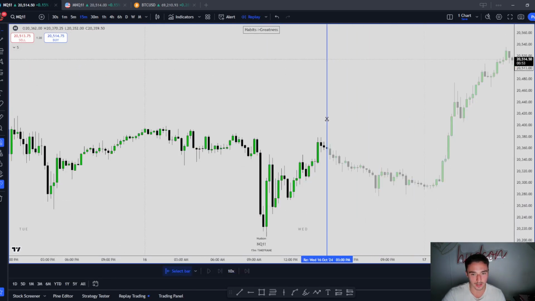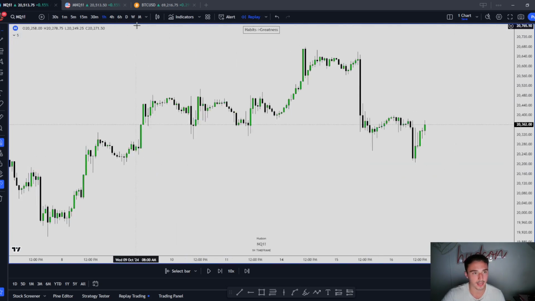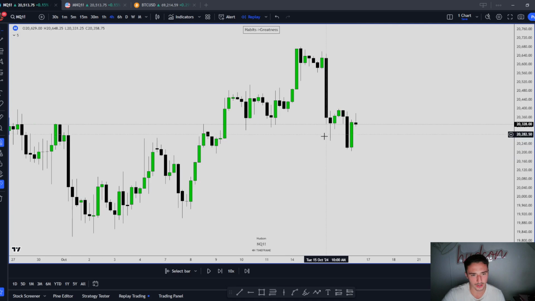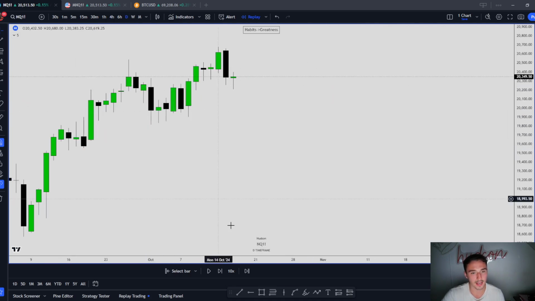All right, so let's go in replay mode, right? Let's go to the hourly. So what is our key level, right? You could technically just use this. You can use this daily order block, right? We have this down close candle. Why would I use this one over this one?